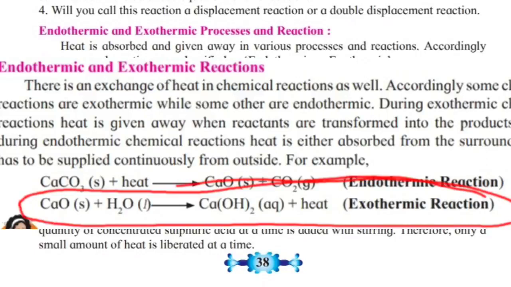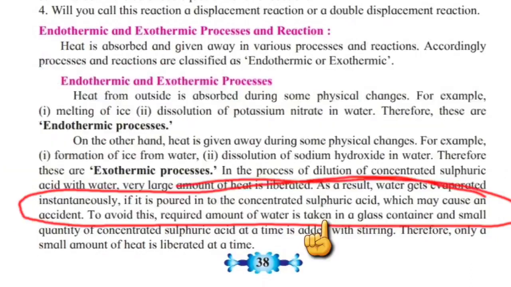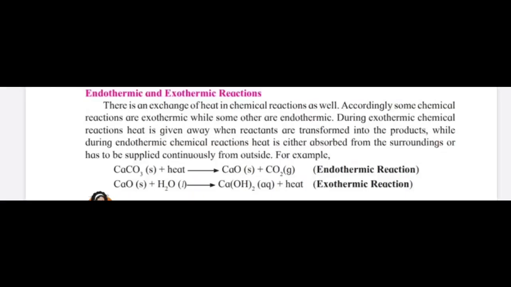Next, exothermic reactions. Reactions in which heat is given out when reactants are transformed into products are called as exothermic reactions. For example, CaO plus H2O giving you Ca(OH)2 plus heat. In this reaction, the heat is liberated.